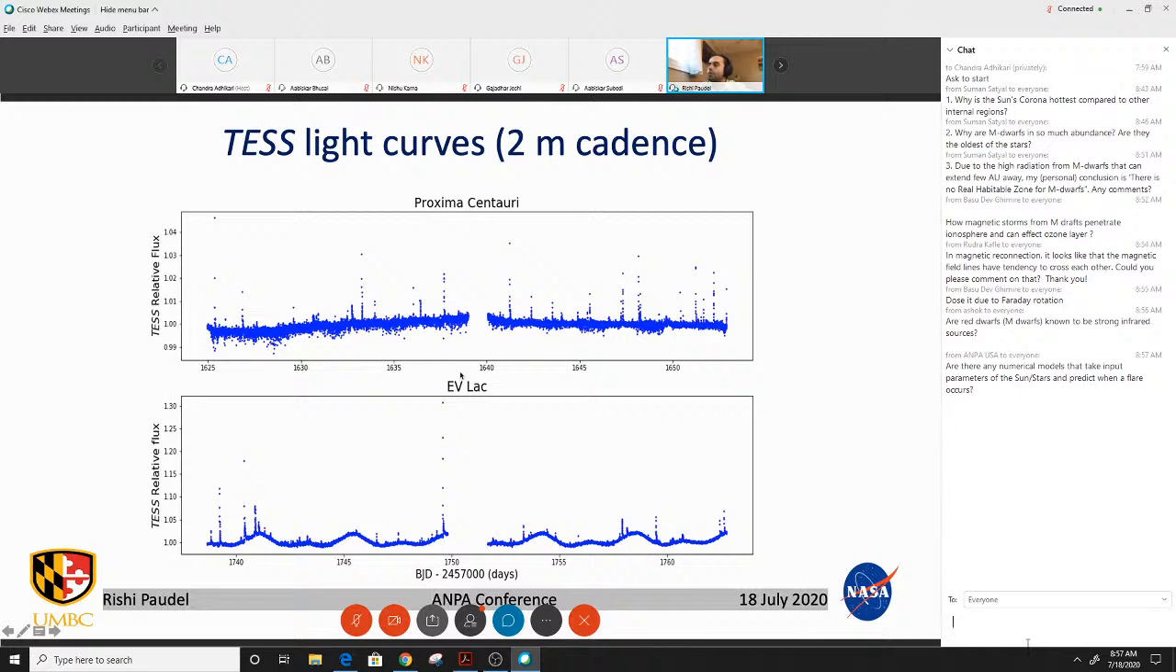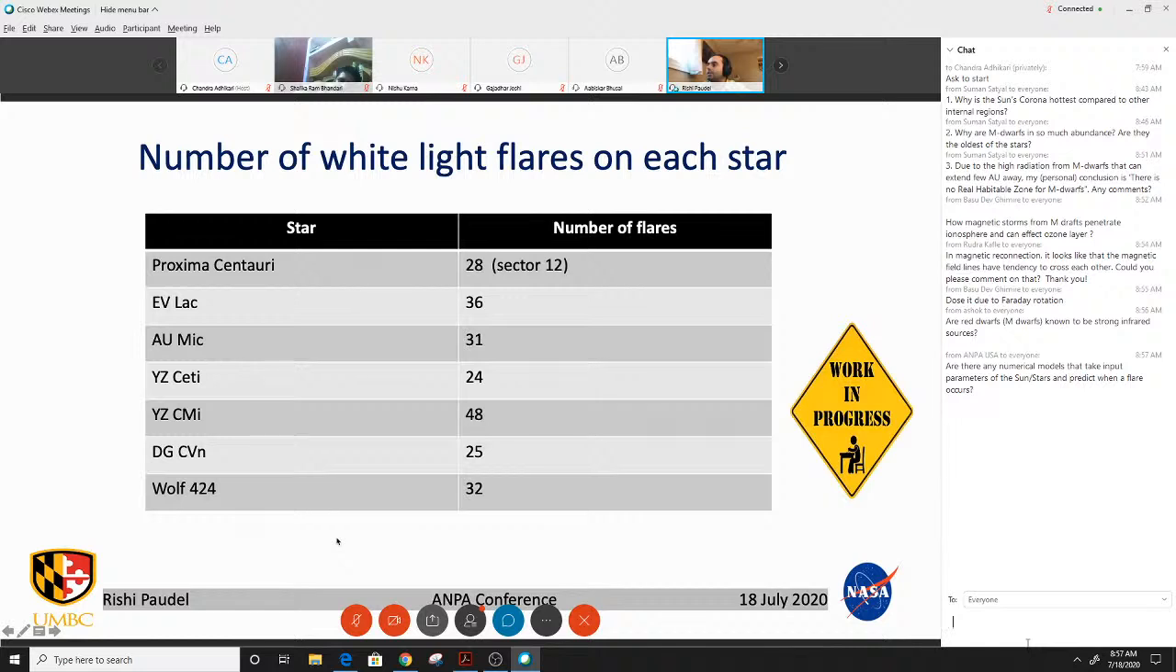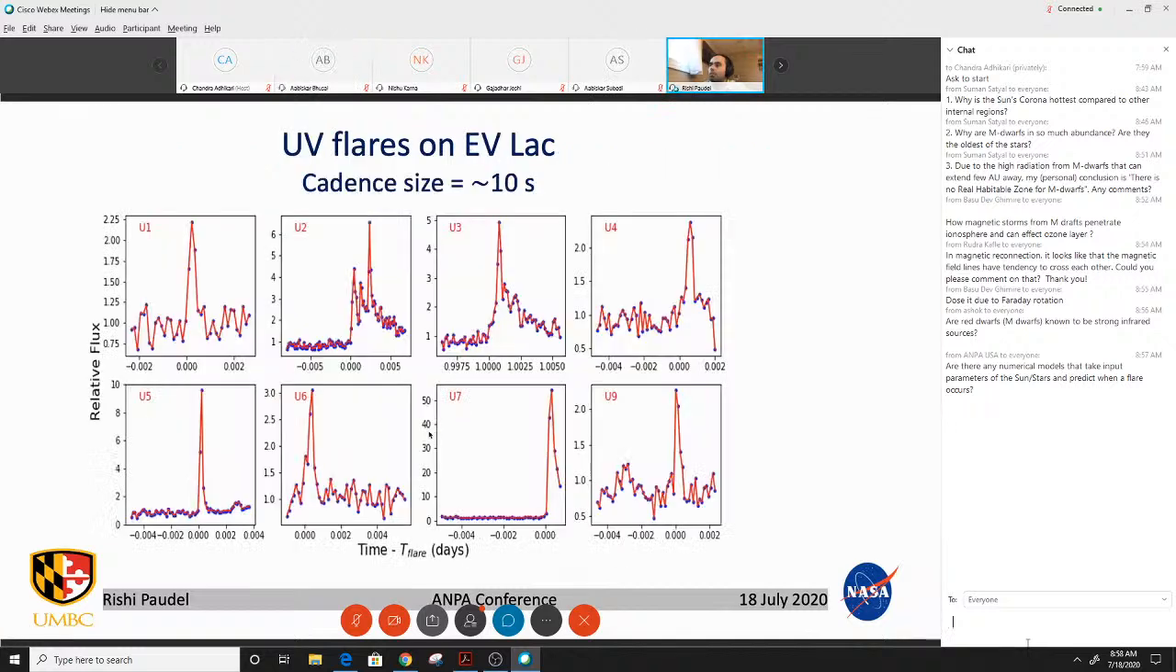These are the light curves of two flaring stars, EV Lac and Proxima Centauri. We can see spikes in the light curves, which are the white light flares. And on average, we observed more than one flare in each star. Here I show you some of the UV flares which we observed on one of the flaring stars, EV Lac. The cadence size is about 10 seconds.